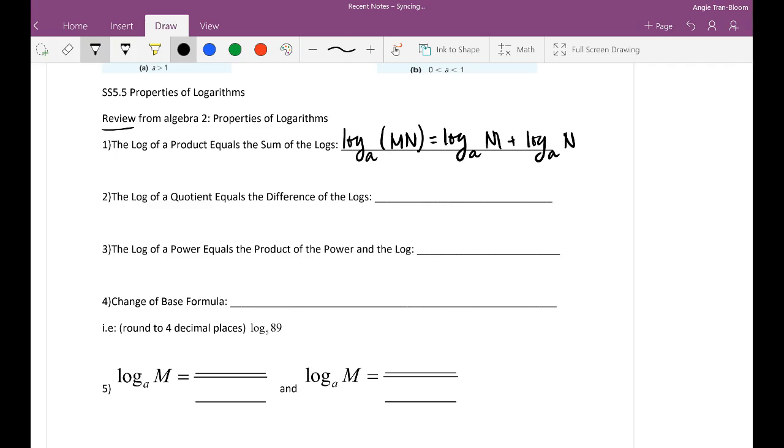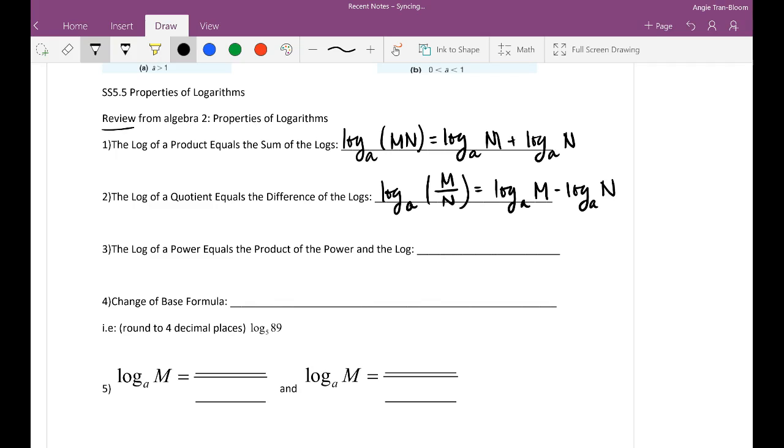The log of a quotient equals the difference of the logs. So if I have log base A of m divided by n, now it equals the difference, meaning that I will subtract: log base A of m minus log base A of n.